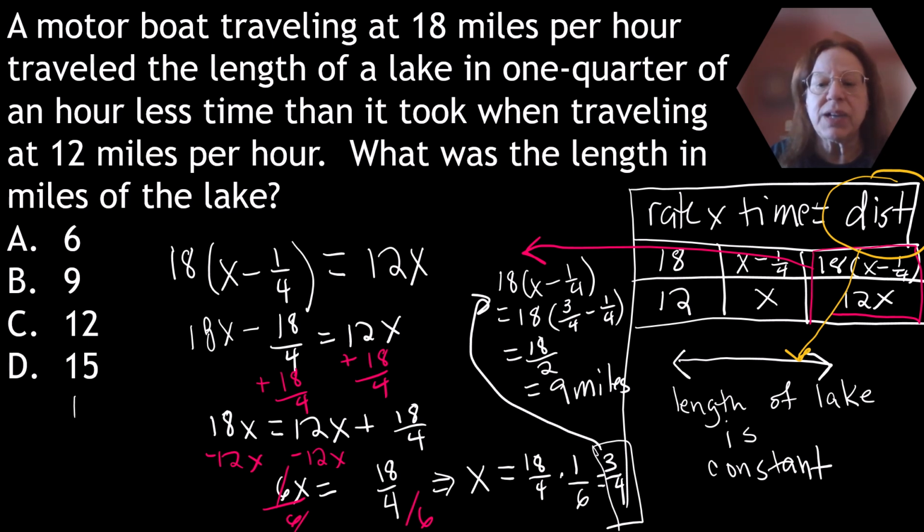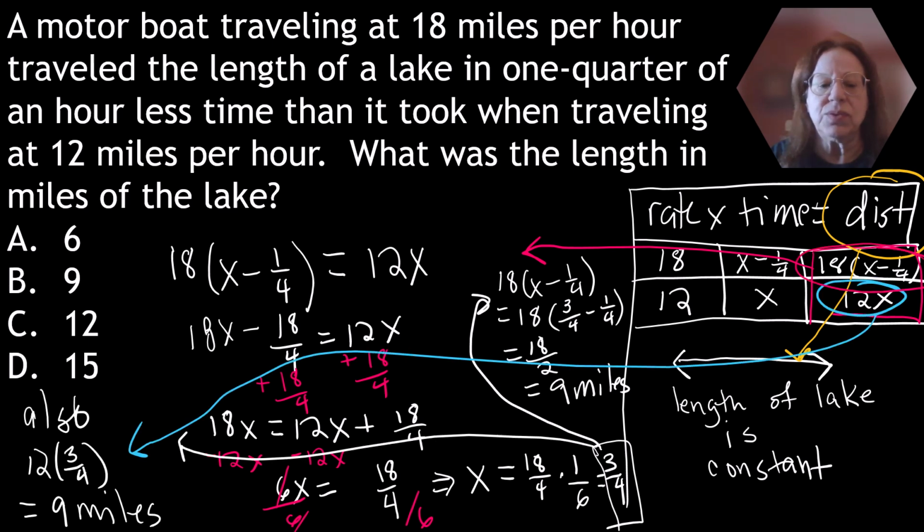Now we can double check that, and I'll show you that it doesn't matter which one we plugged it into. Also, 12x is going to give you the length of miles of the lake. So 12 times 3/4 is also 9 miles. So that's a nice double check there. And the answer is B.